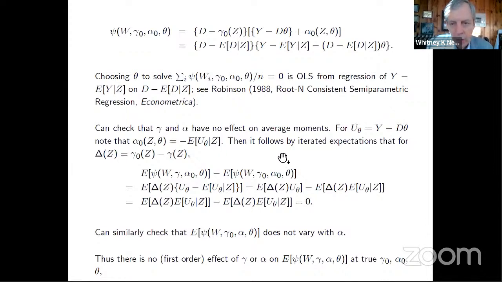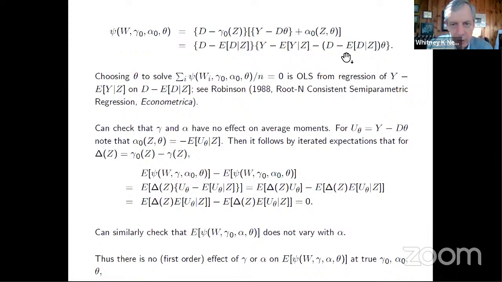Okay, so define u theta to be this, this y minus d theta thing. Then alpha naught of z theta is minus the expectation of u theta given z. If you go back and look at the definition of alpha, it was minus the expectation of this. So then what we're going to do is compare the expectation of the debiased moment function at any gamma with the expectation of the debiased moment function at the true gamma. Now if you go back up and look at the moment function here, you can see that when you subtract the two moment functions, the d drops out here.